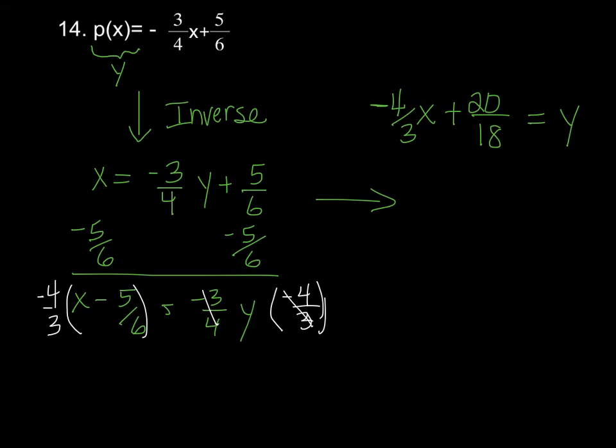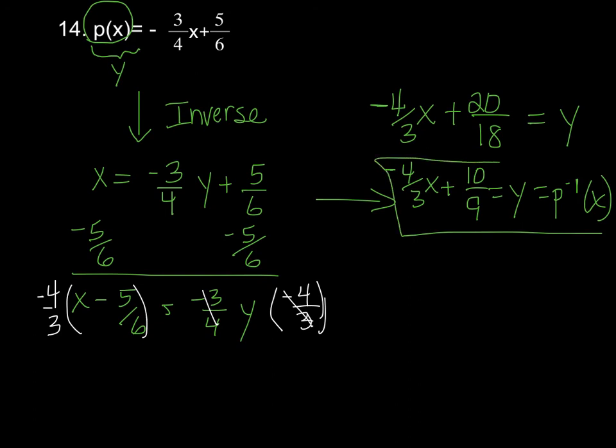Okay, so let's just go a little bit further here. So we're going to have negative 4/3 x plus, and we can divide both the numerator and the denominator by 2. So that would be 10/9. Now that equals y, but remember what we did was we changed p of x back here in the very beginning. We changed that to y. So let's change that back to p of x. But remember it's the inverse now, so we denote that by a little negative 1 power. And there would be our inverse. And then if you look at your choices, that would be choice 2.